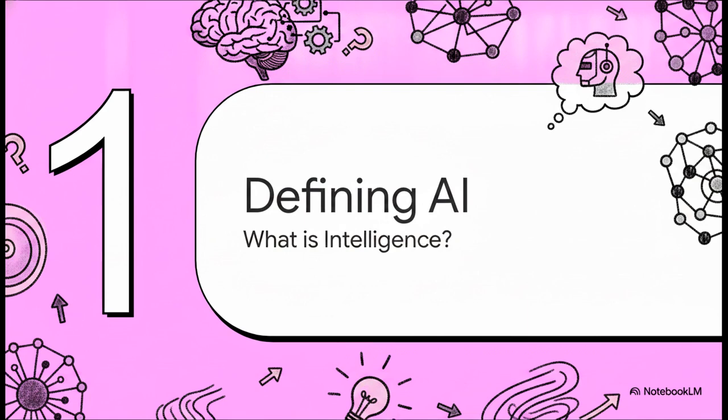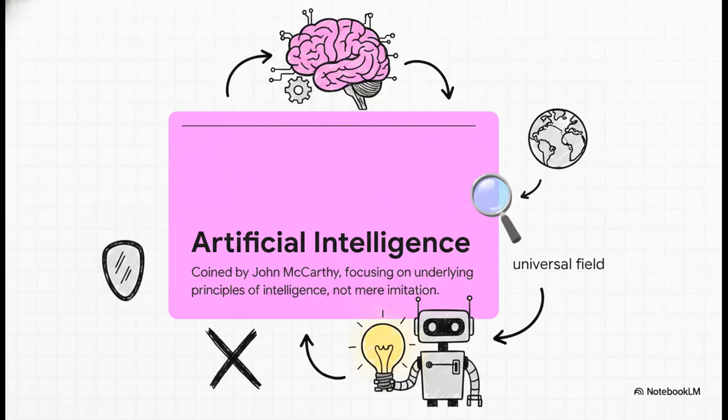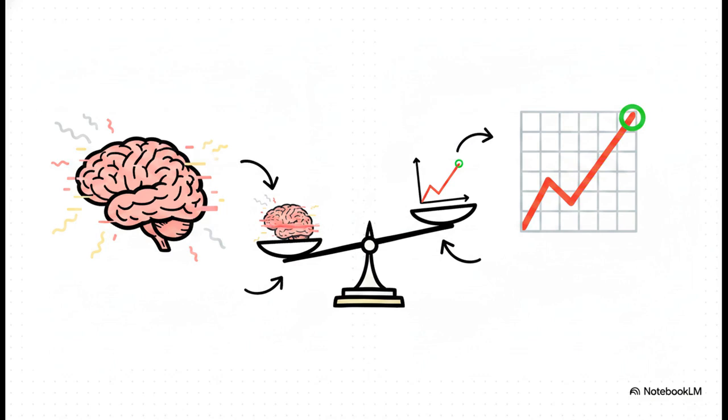Defining artificial intelligence. So the term artificial intelligence was actually coined by John McCarthy, and his vision for it was incredibly profound. He wasn't just interested in building a neat parlor trick that blindly mimics human behavior. No, the real goal was to build systems that could apply the fundamental principles of intelligence to literally any intellectual task.